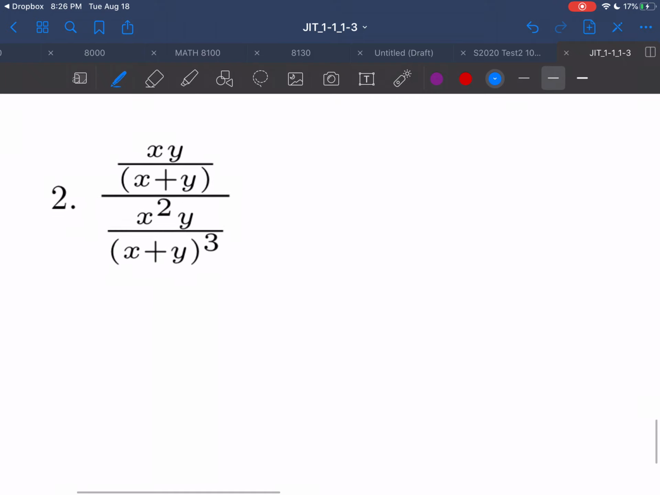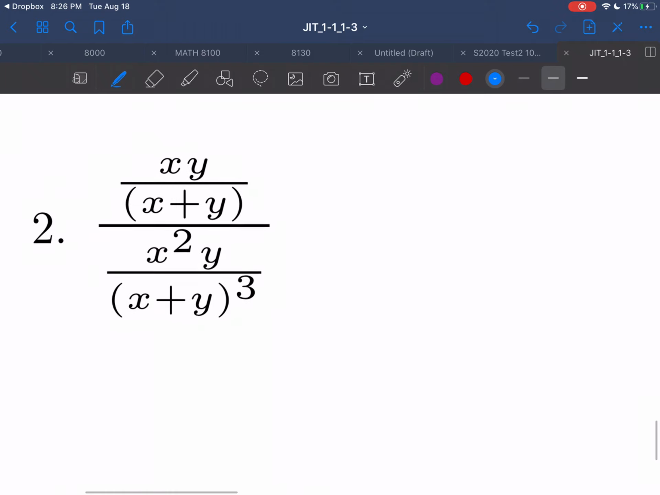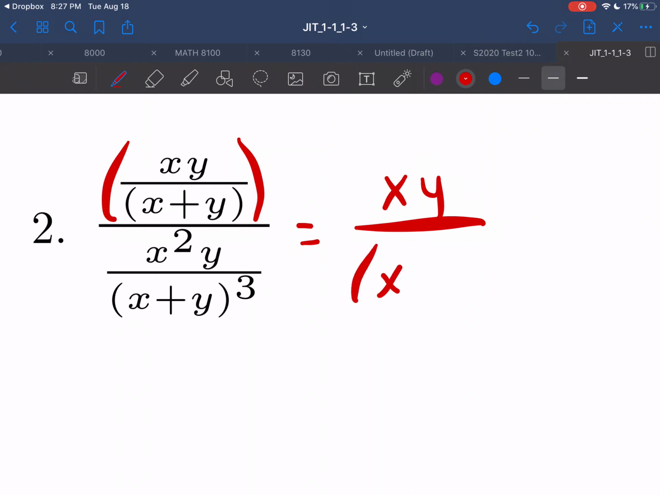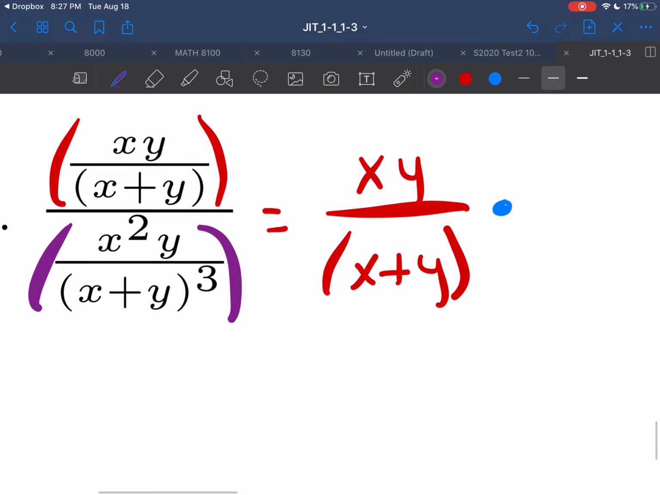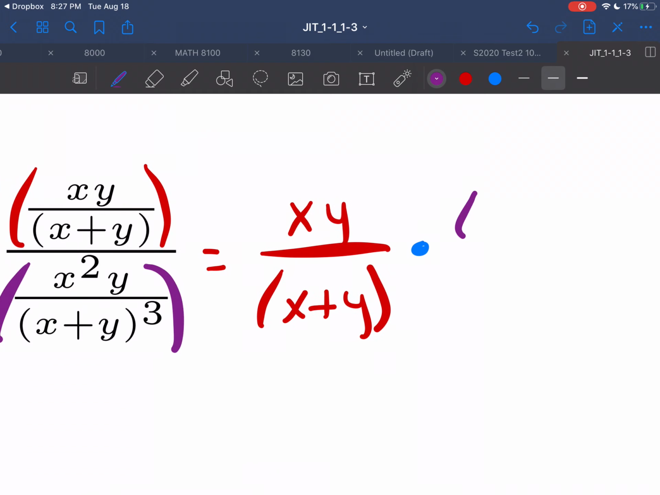All right. Now we've got an example where we're dividing fractions. So, what we'll do is we've got our first fraction, so we'll leave that the same. That'll be xy over x plus y. We'll change this to multiplication. And then our second fraction will get flipped or inverted. So that'll be x plus y cubed over x squared y.